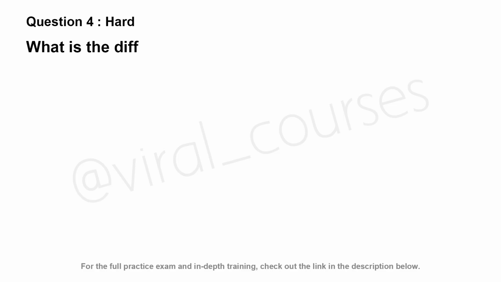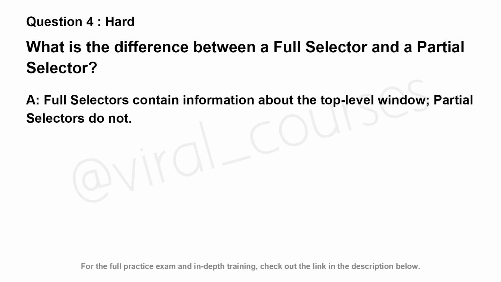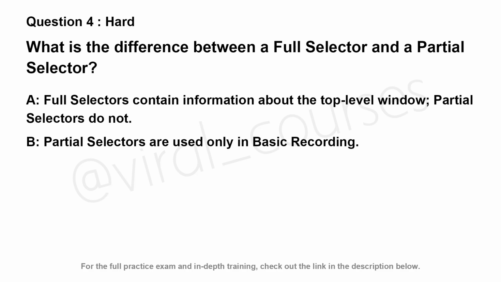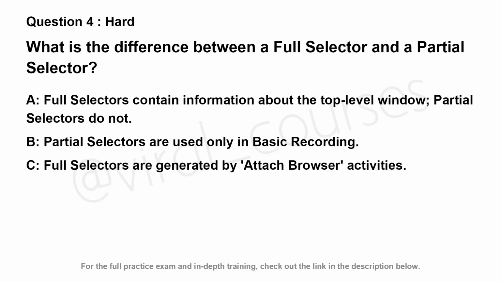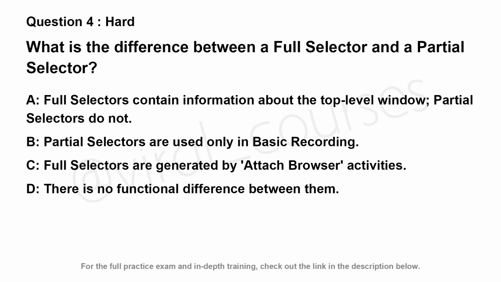What is the difference between a full selector and a partial selector? Option A. Full selectors contain information about the top-level window. Partial selectors do not. Option B. Partial selectors are used only in basic recording. Option C. Full selectors are generated by attach browser activities. Option D. There is no functional difference between them.